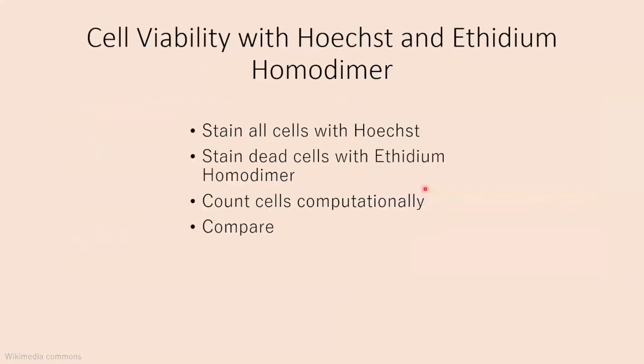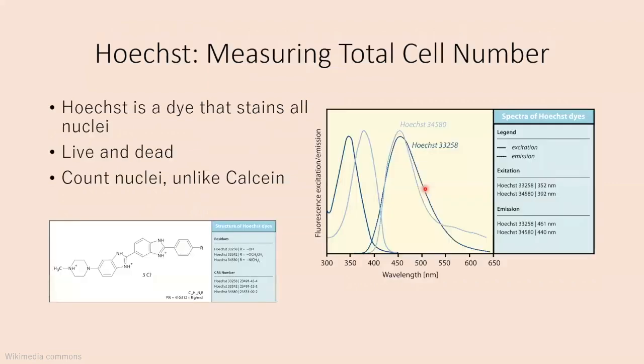We can solve this problem by staining all of our cells with Hoechst, staining the dead cells with Ethidium Homodimer, counting the cells computationally, and comparing the treatment group to the control. And we can avoid these problems. Let me talk about how this is done.